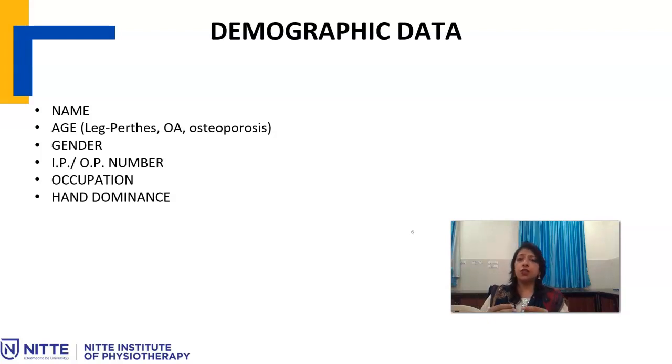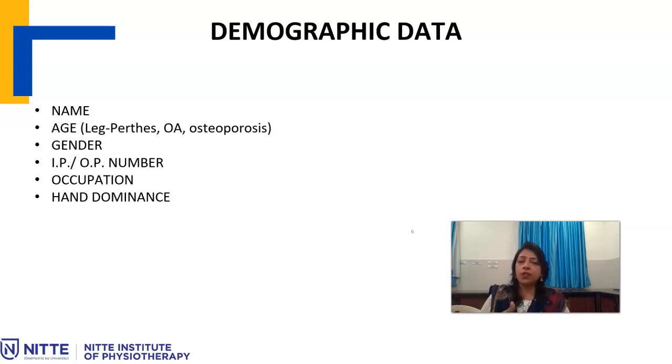Gender: there are many conditions which are inclined towards one gender. Say, sacroiliitis is inclined towards patients with post-pregnancy symptoms, and ankylosing spondylitis is also inclined towards female patients. Next we have the IP/OP number for proper documentation. Then the occupation: what does the patient do? Because there are occupation-related conditions a patient can develop.